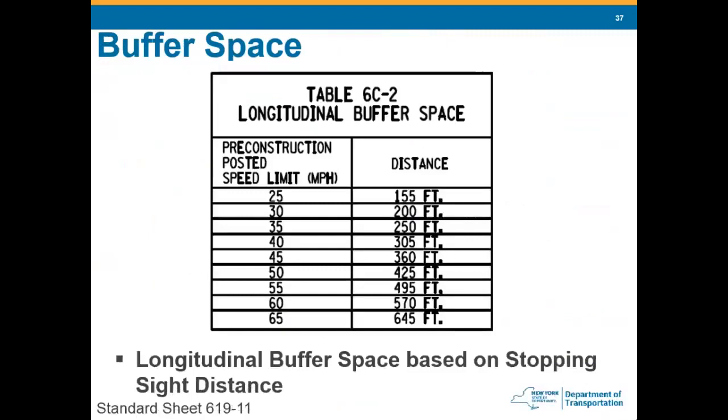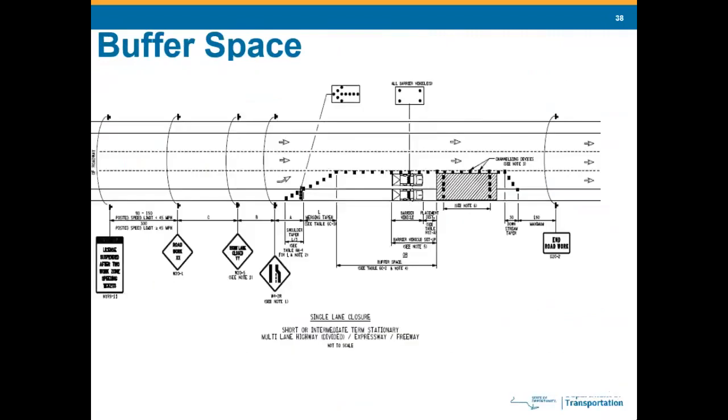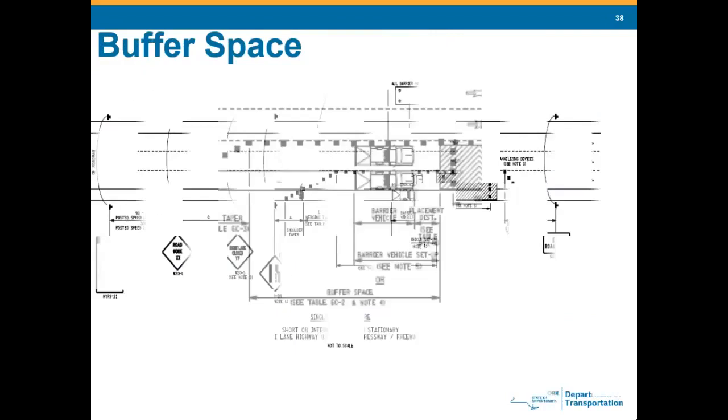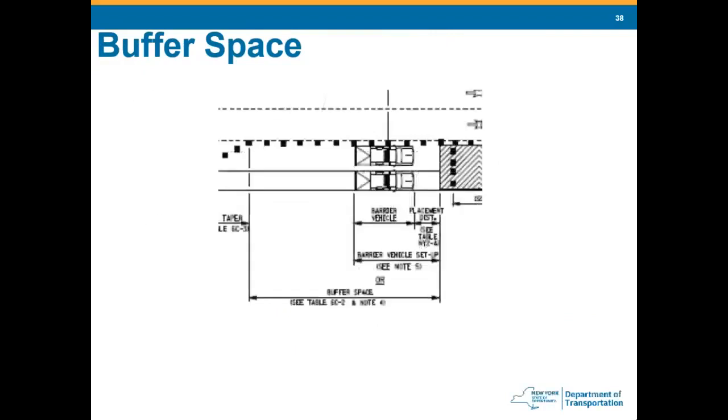And there's our buffer space. This is what dictates that. Pre-construction. No personnel, no nothing should be in that buffer space. So here we are. Again, that's your buffer space. The only thing that should be in here is the attenuator vehicles. If anything's going to get hit, it should be them. Nobody should be working in here. There's another picture of the buffer space.